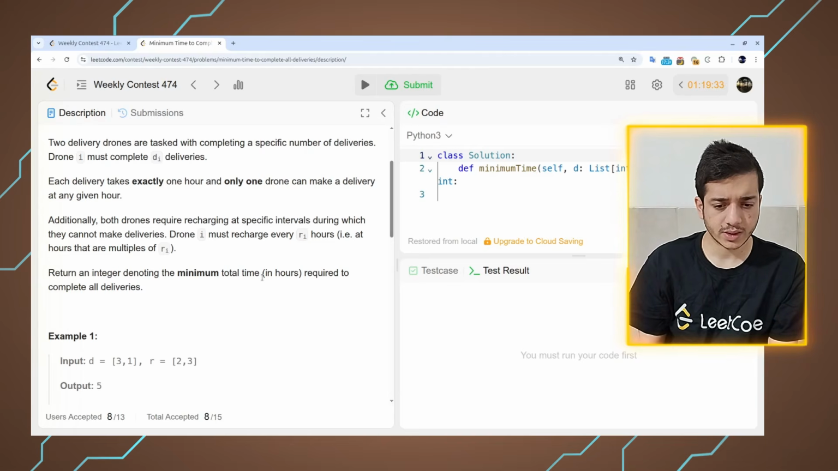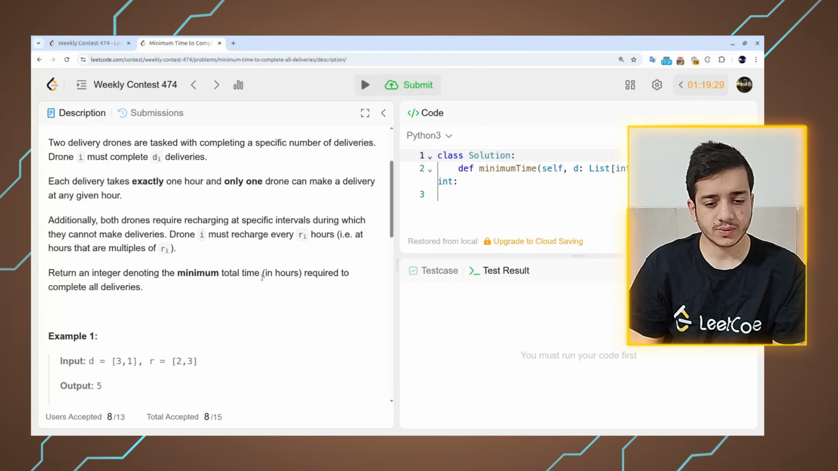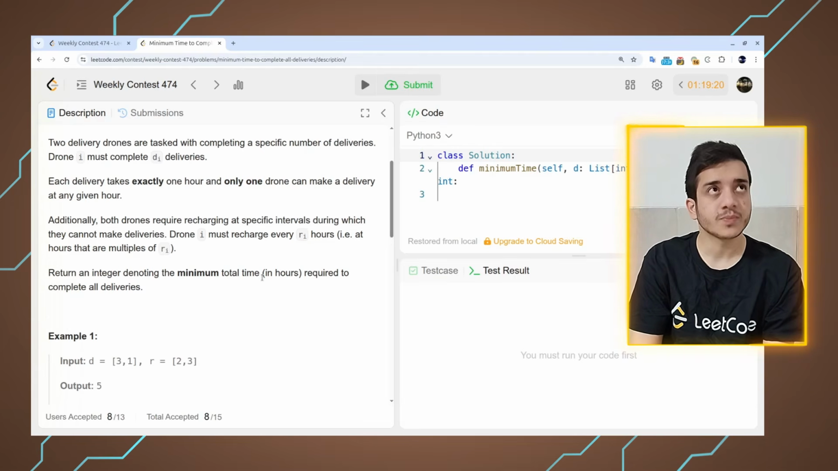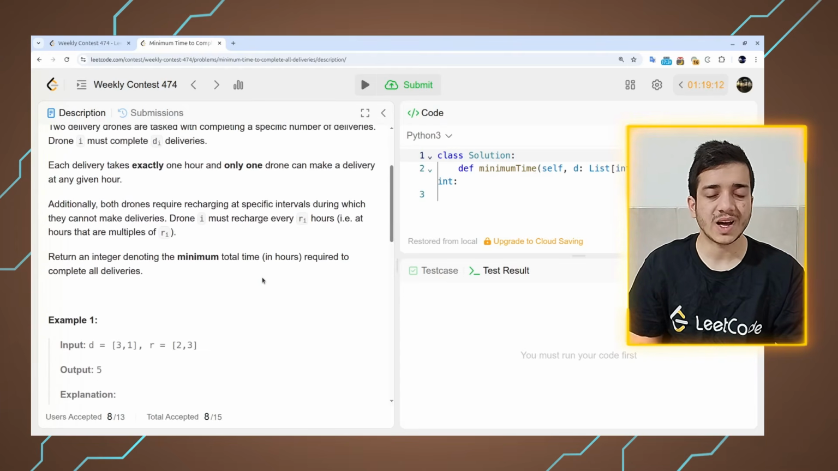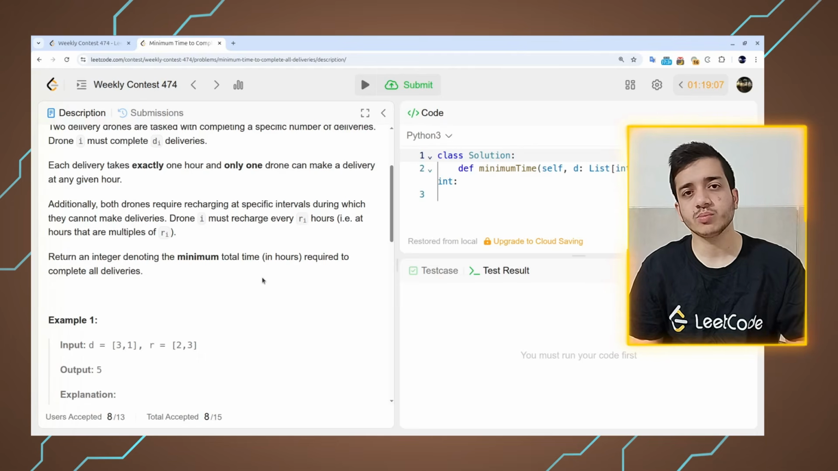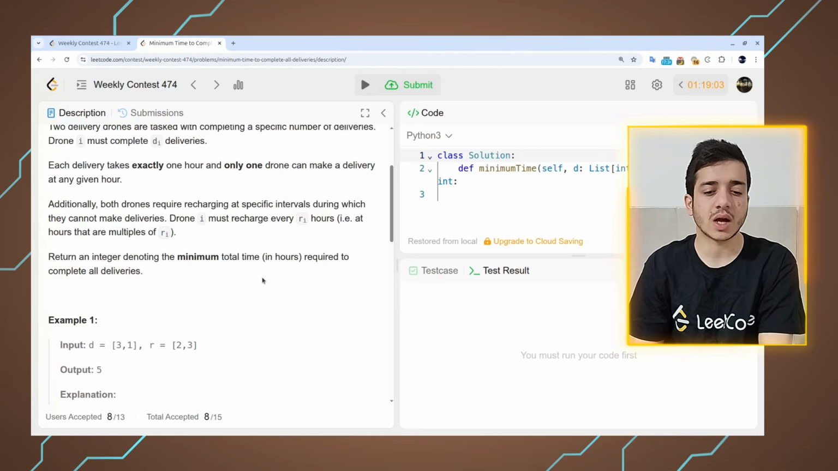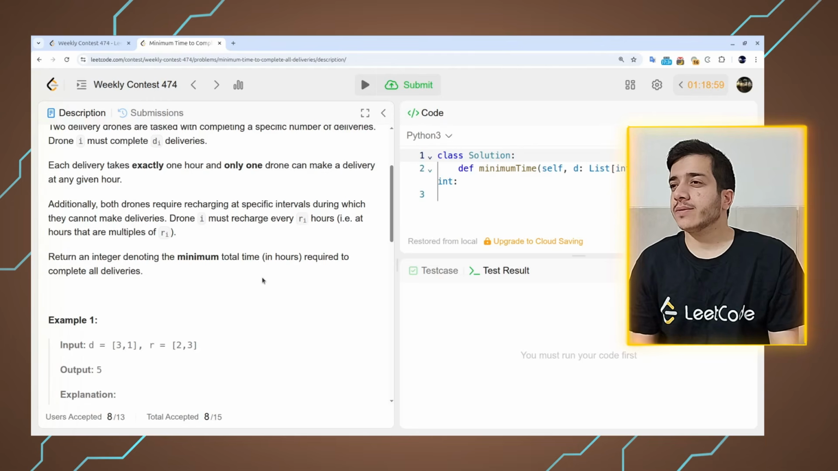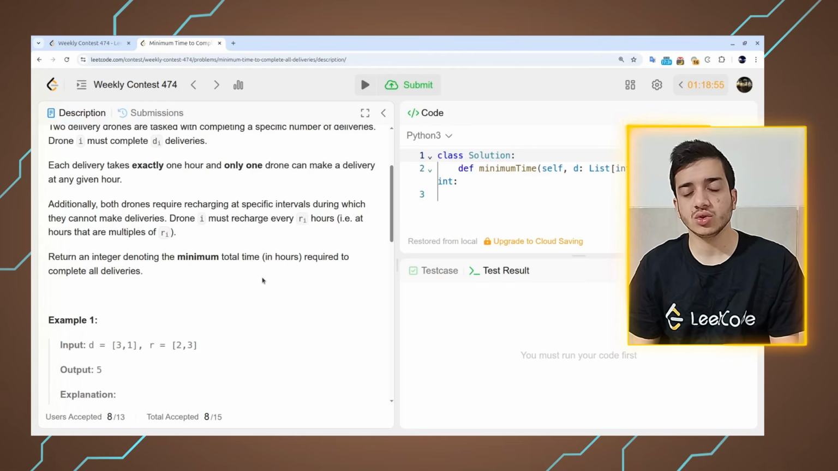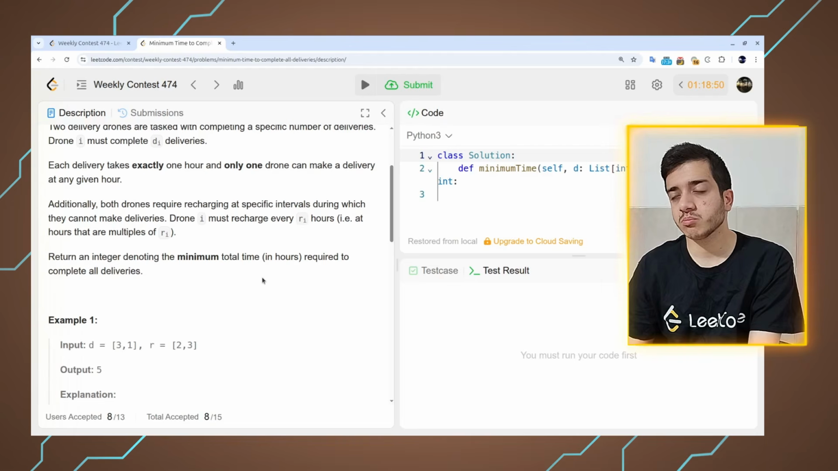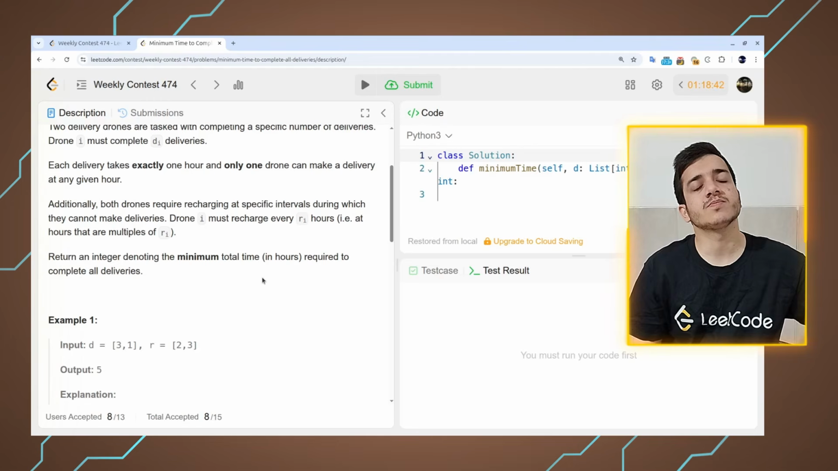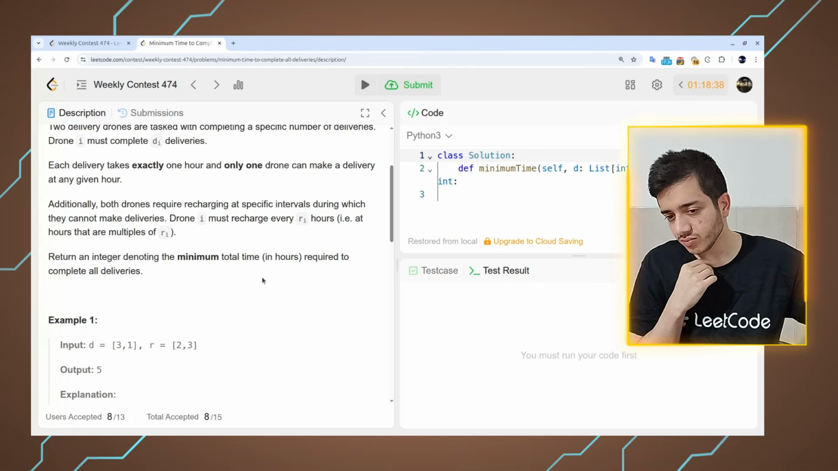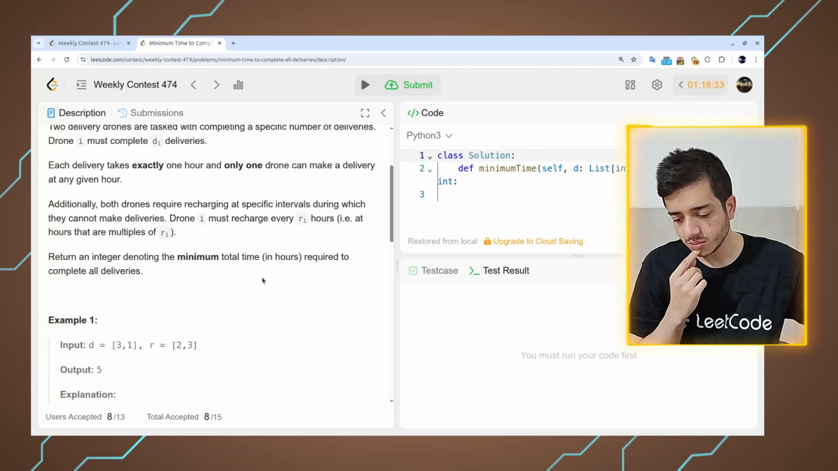Okay, thinking about the fact to use binary search and check if we can finish at time t. Then to check, first we need to make sure we have at least d1 possible hours for the first round and d2 possible hours for the second round. And finally, we should have at least d1 plus d2 overall possible hours, hours that at least one of them can fly. It seems correct, right? It seems correct.